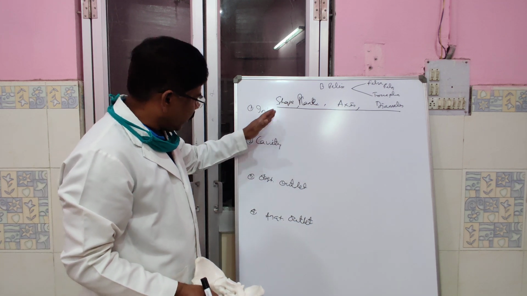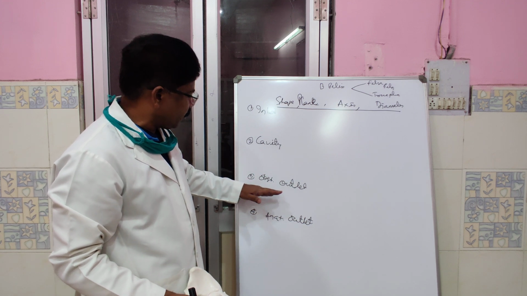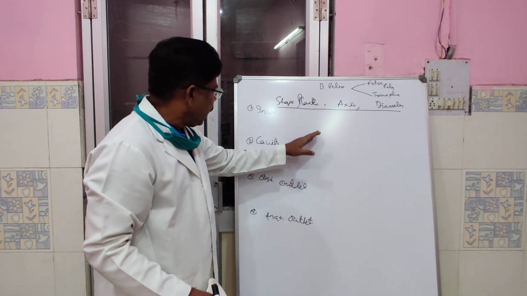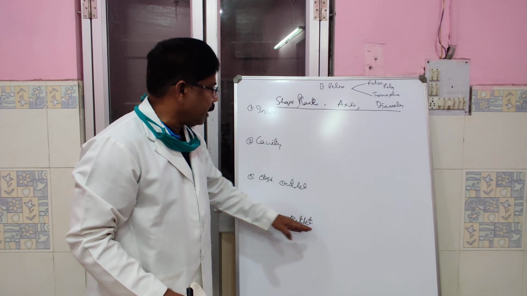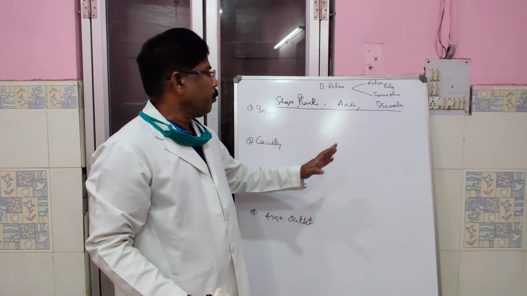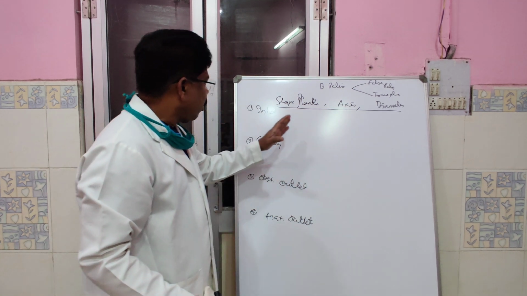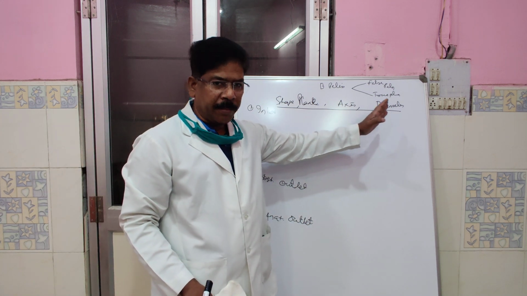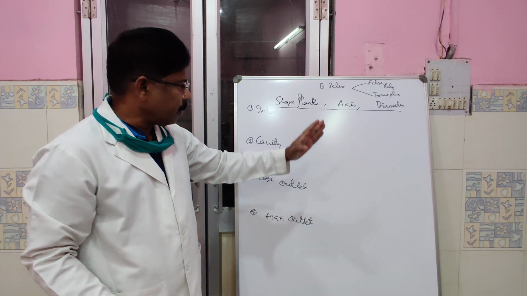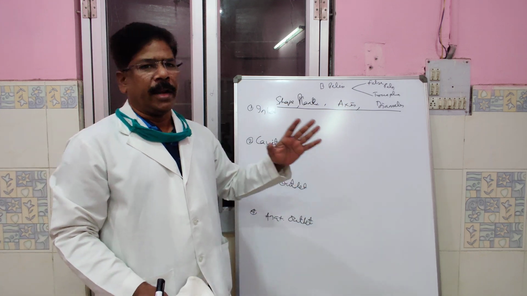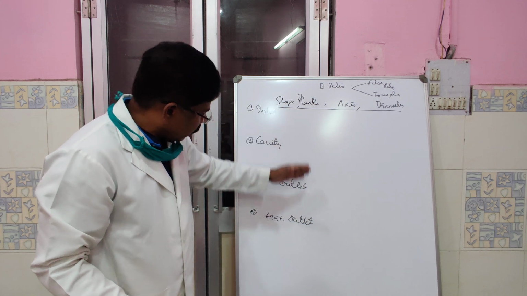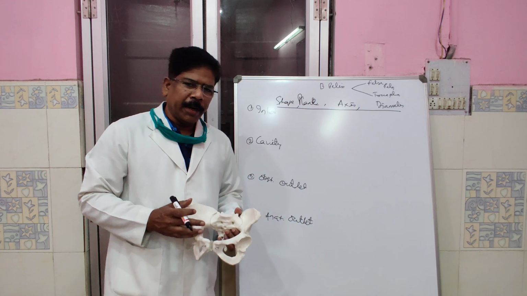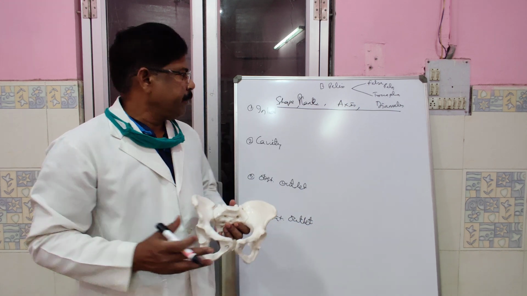We should know the shape of the inlet, the cavity, the obstetrical outlet and the anatomical outlet. Similarly, we should know the plane of each, and where the axis of each of the inlet, cavity, obstetrical outlet and anatomical outlet lies. And the last thing, which is very important, is the diameters: the transverse diameter, oblique diameter and anteroposterior diameter, which are available in all four. We'll remember them in a comparative manner so that you can remember it very easily.